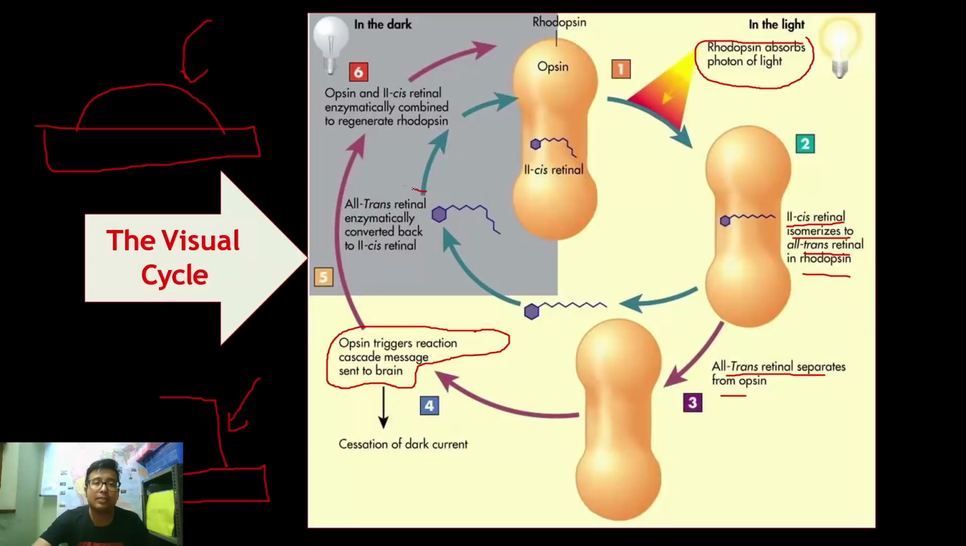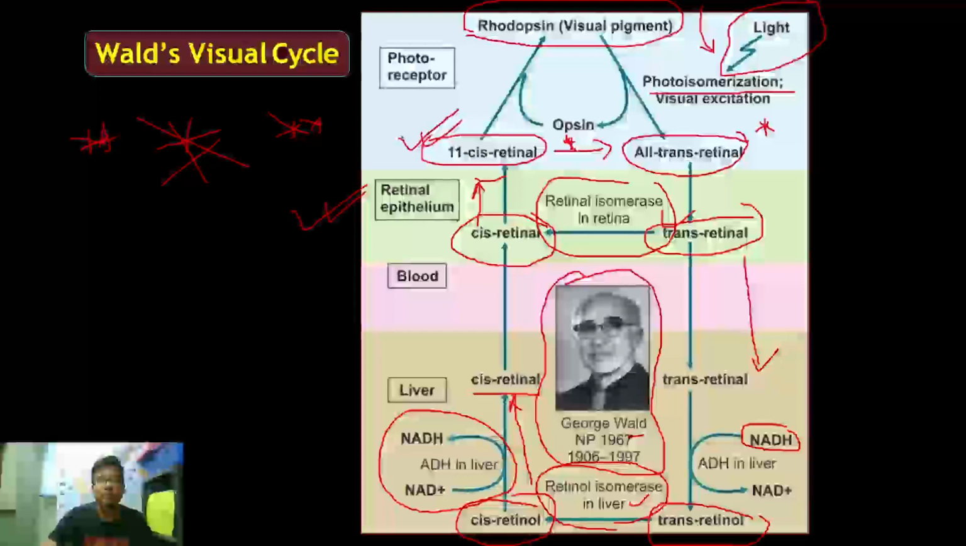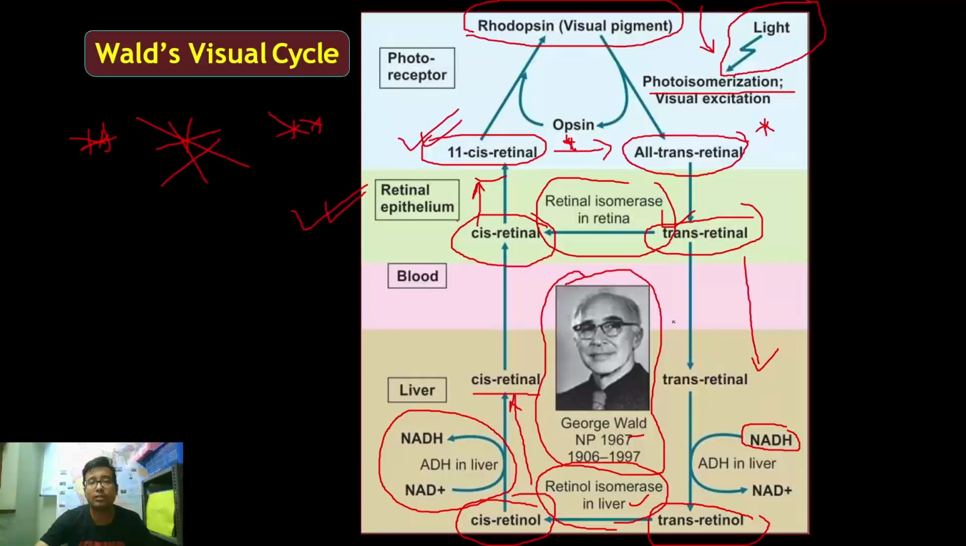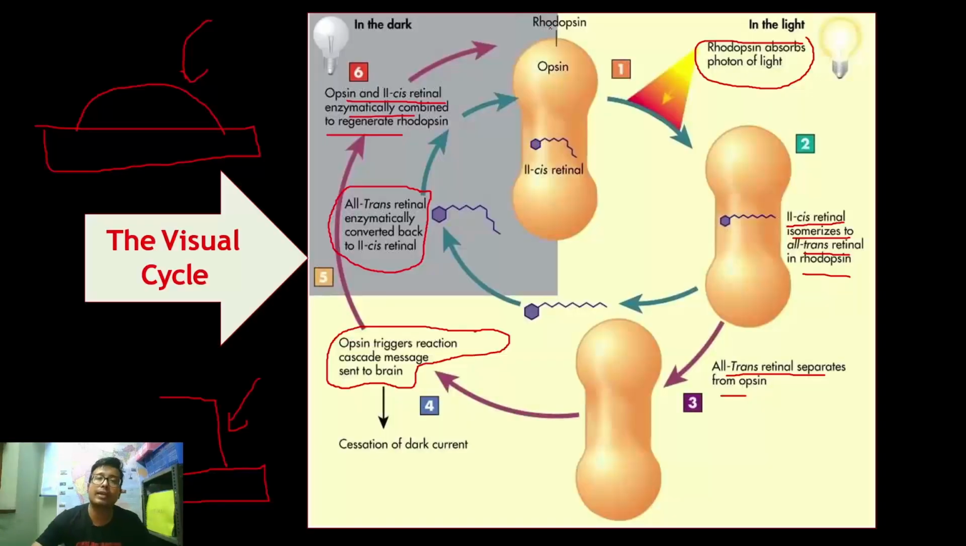Then what happens? All-trans retinal is enzymatically converted back to 11-cis, and opsin and 11-cis are combined to generate rhodopsin. Same thing: all-trans is converted to 11-cis, as now they are ready to again undergo the cycle. Right? Now, as I was telling, we are ready to see in light once we are exposed in the dark, but not the reverse.